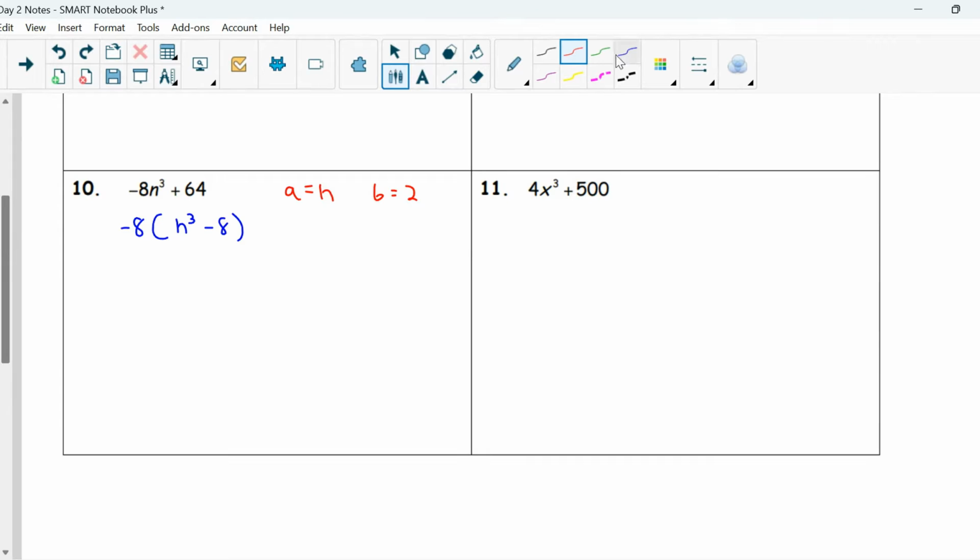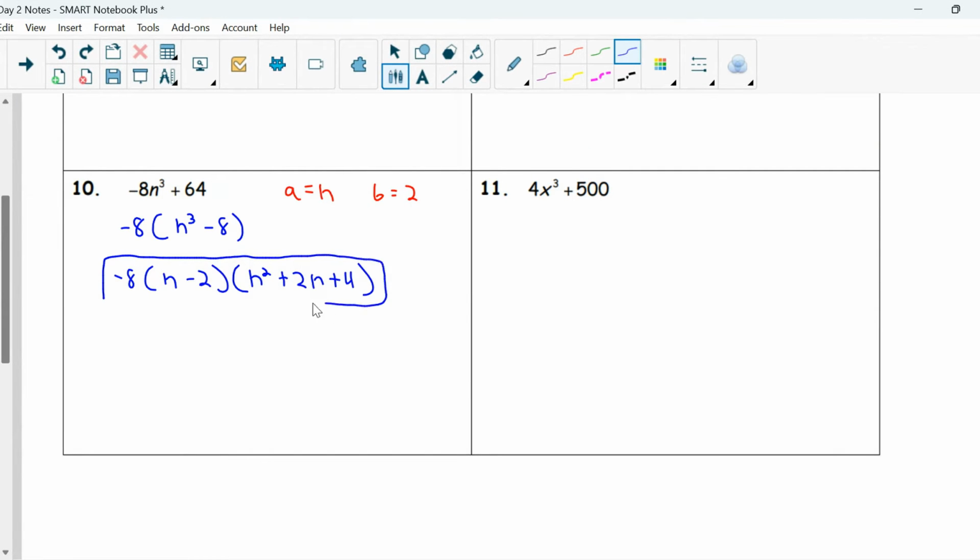So I'm going to leave my greatest common factor out in front, which is negative 8, times a, which is n, minus b, which is 2, times a squared, which is n squared, plus ab, which is just, I can just write this as 2n, plus b squared, which is 4. That is my final factored form for number 10 there.